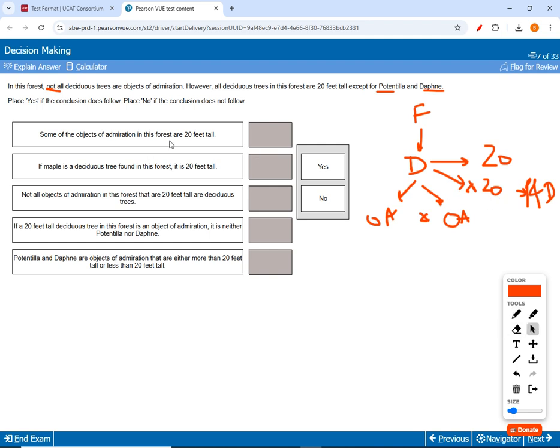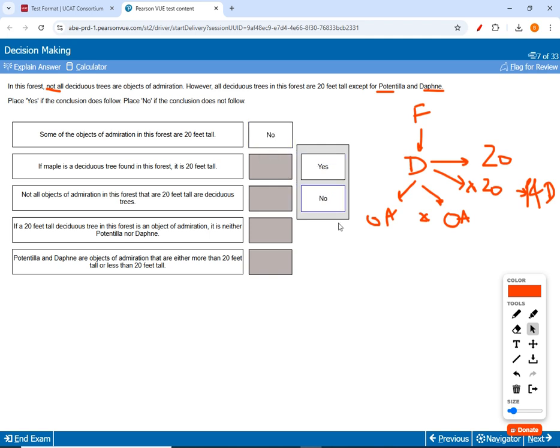Some objects of admiration are 20 feet tall. Objects of admiration 20 feet tall. I don't know. I cannot go back. Agreed. So the answer will be no, because I cannot go back. On that basis, as I said in the previous video, one of the biggest rules: you cannot go back. When can you go back? If there is negation. Ready? Okay.